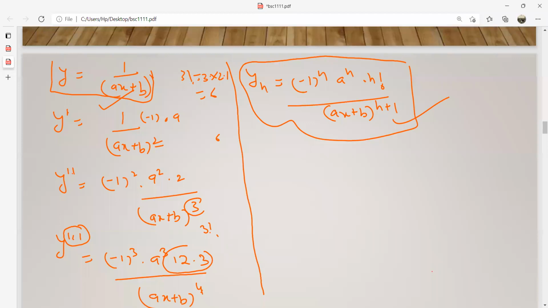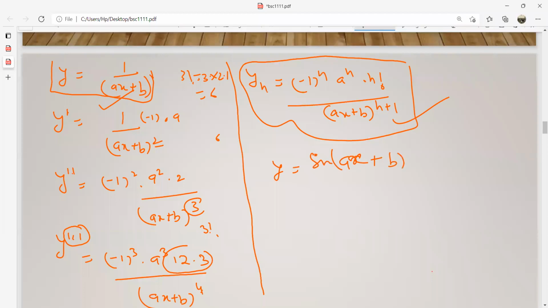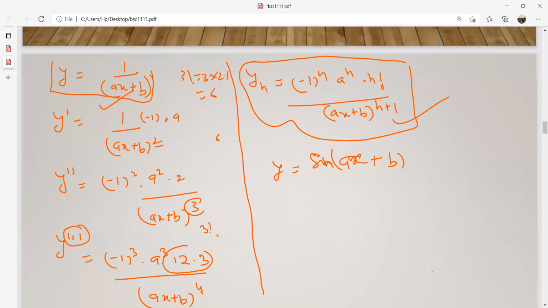And I'm taking another example, another formulation here. Suppose you are given y equal to sine of ax plus b type of function. Suppose this is your trigonometrical function, sine ax plus b. If we find the first derivative of this function, simply the value of this is a cos ax plus b.